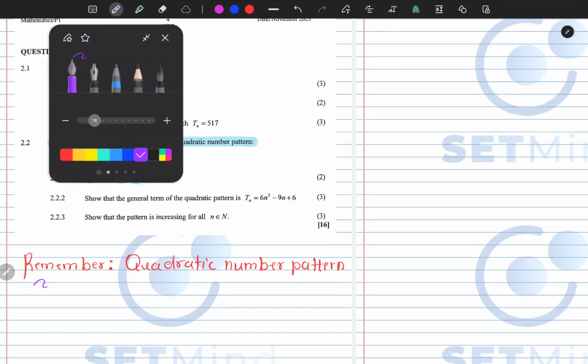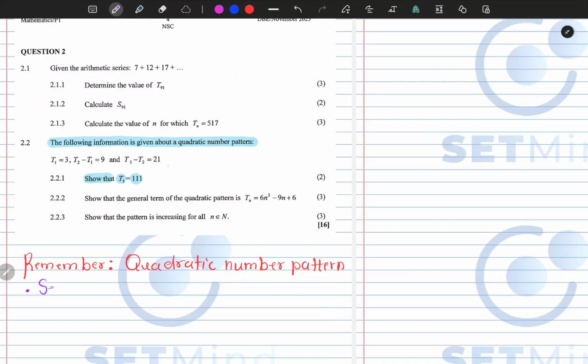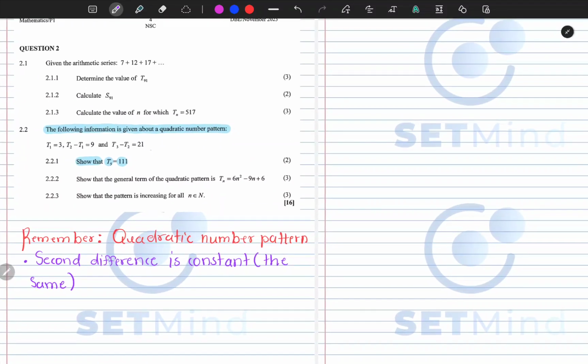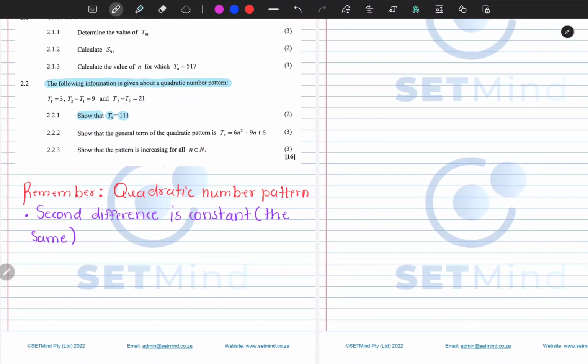One of the most important things we need to remember is that the second difference is constant. In other words, it is the same. Whenever we are working with a quadratic series or a quadratic pattern, it is the second difference which is always the same. And what we also need to remember is the first term, but let's not worry about the first term for now. Let's proceed and quickly use this one fact which we know.